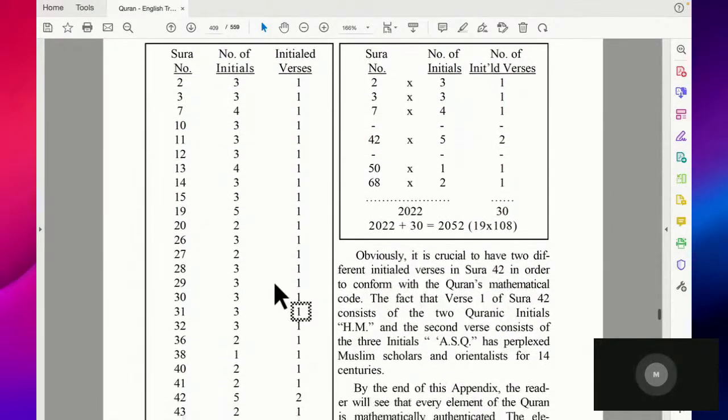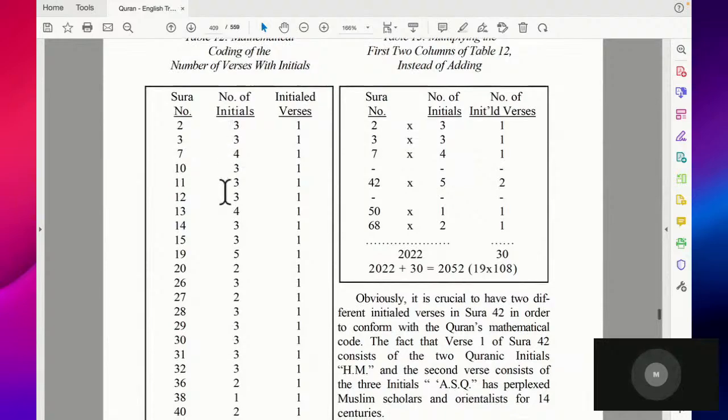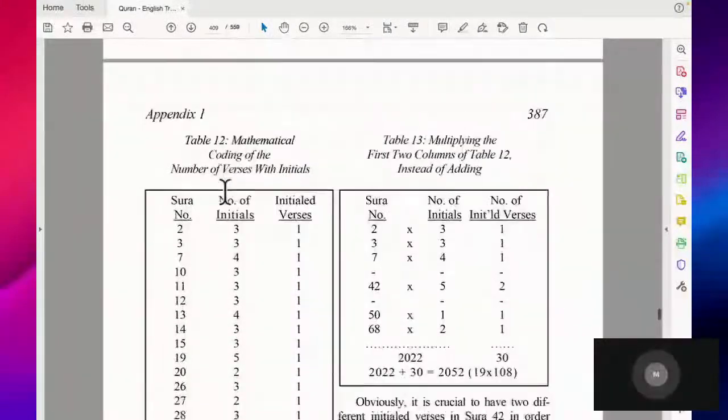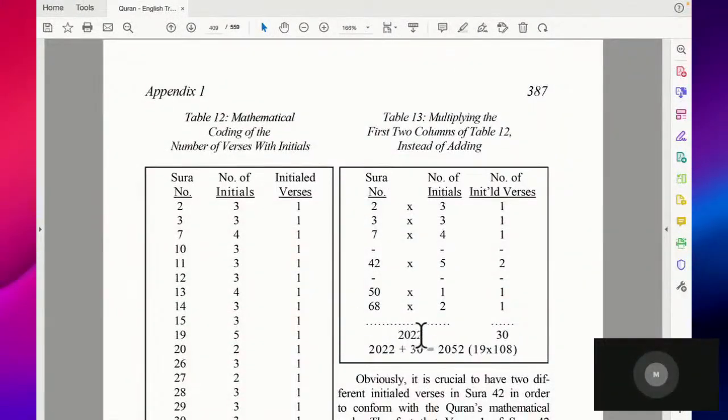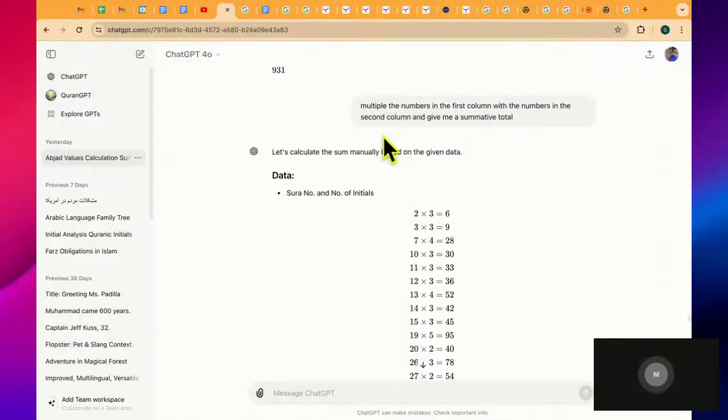However, it's very easy. You could use the same thing, which is on the left side, and you can ask ChatGPT to multiply the first column value with the second column value and give you a summative total to see whether we end up with 2022 or not. Now let's go to ChatGPT. Here I just said multiple, probably should have said multiply, but it still understood what I meant. Multiply the numbers in the first column with the numbers in the second column and give me a summative total.